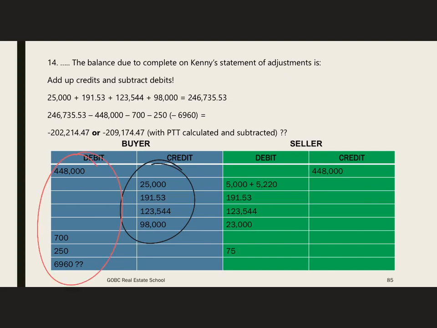So we are going to add up all the credits and then subtract all of the debits. And the PTT here is the other thing that you have to pay attention to for this one, because remember it said that the sale of another property was going to take care of the PTT and the rest of the purchase price. We still have to record both of those items on this statement because both of those dollar amounts are related to this property. So we still need to calculate the PTT and subtract it off. In this case, we would actually include that $6,960. So our balance due would be $209,174.47.